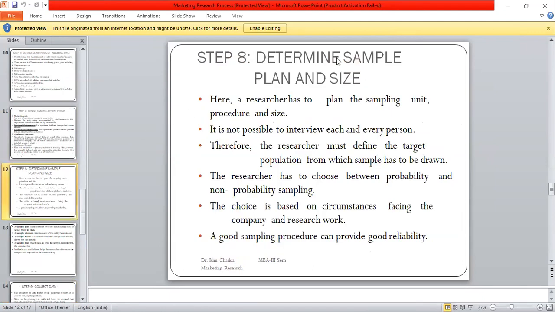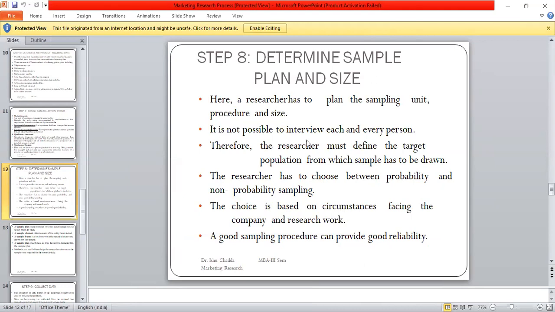The next is determining the sampling plan and the sampling size. A sampling plan is a very important part of a research process. The marketing researcher has to decide whether it will be a sample survey or a census. A sample survey is like this: in Amritsar, there is a 1 crore population, but you want to go with 1,000 persons to ask questions. That means you are seeking a sample size. If you go for the whole population, that is a census study. So a researcher has to plan the sampling unit, procedure, and the size.